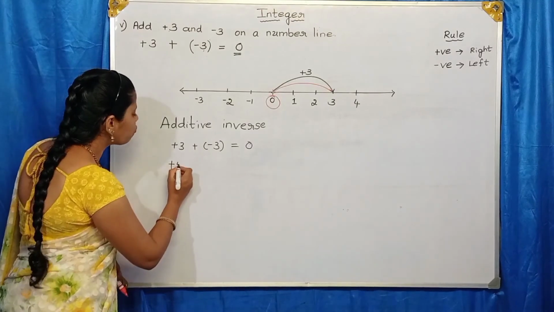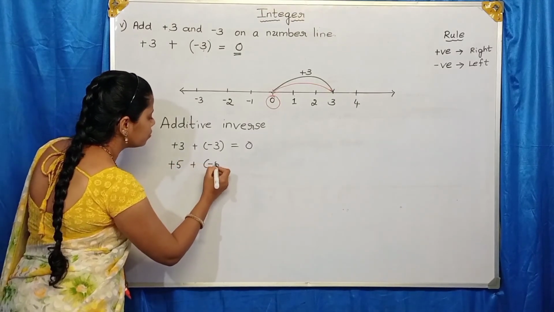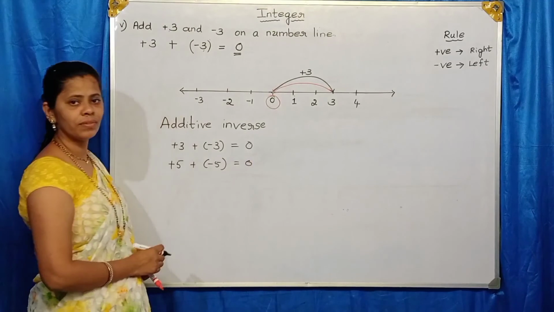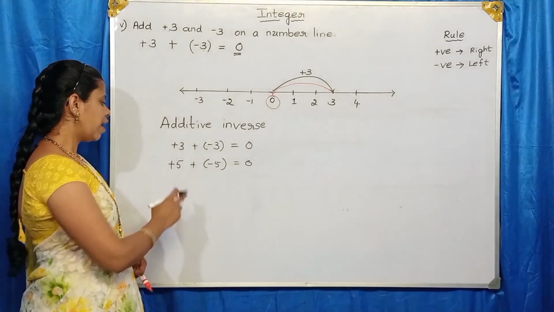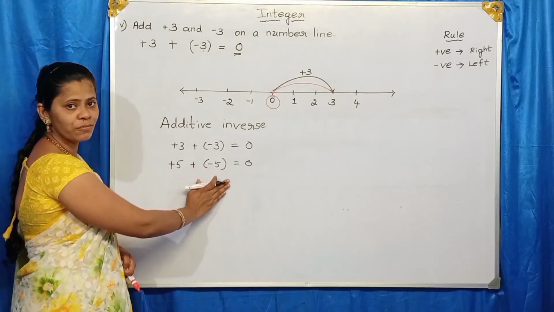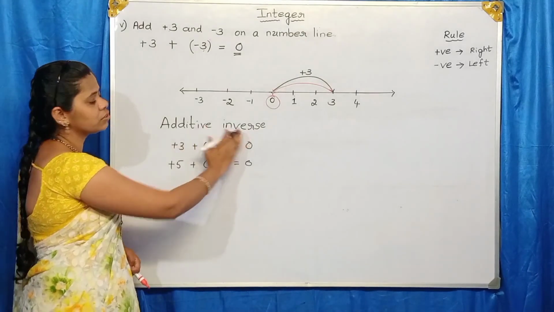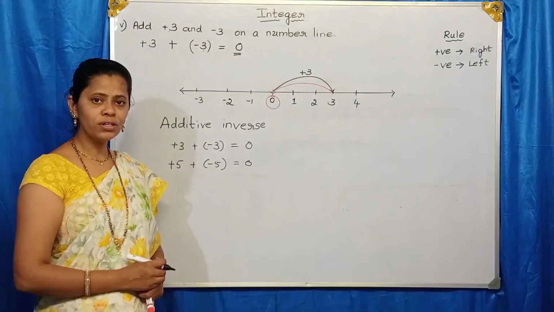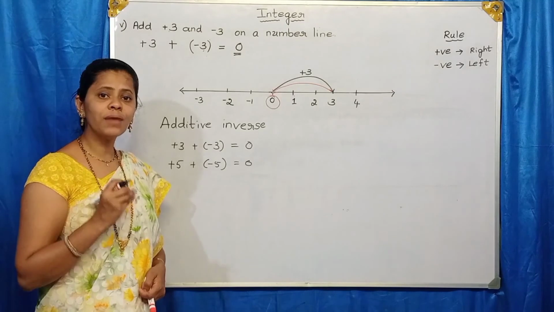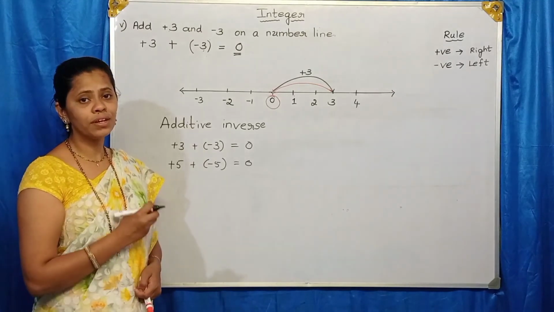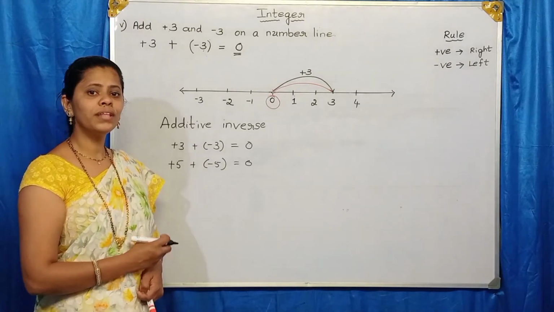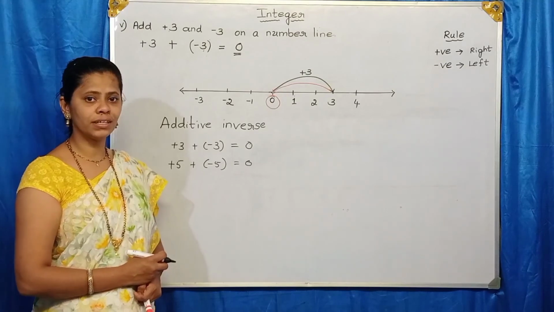When you add plus 5 and minus 5, you get 0. Then we say that plus 5 and minus 5 are additive inverses of each other. Because when you add the same number with a different sign, you get 0. So, they are additive inverses of each other.